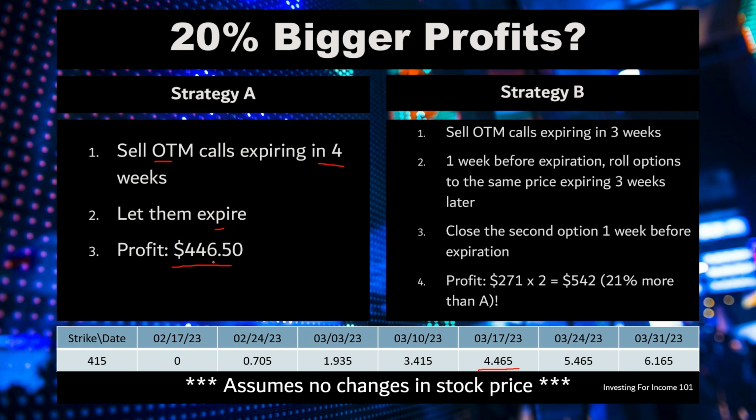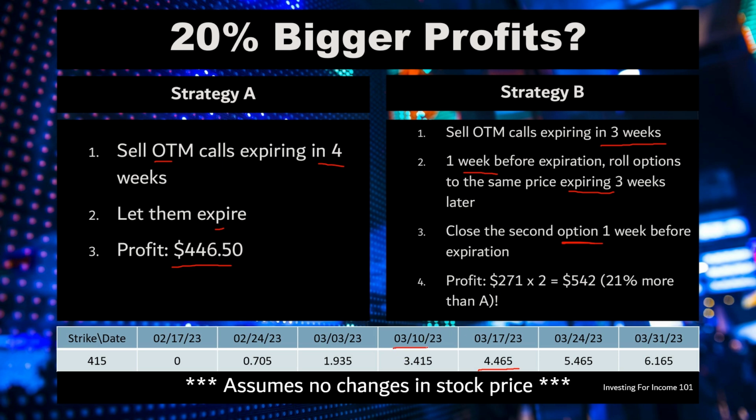However, if you do something slightly different, not less or more risky, just different, you can get much better profits. At the beginning, you just sell a call that expires in 3 weeks and hold it for 2 weeks only. So sell the call 3 weeks before expiration, and 1 week before expiration, buy it back. So that's after 2 weeks. Then roll it to another option that expires in 3 weeks, and close that second option again 1 week before expiration.